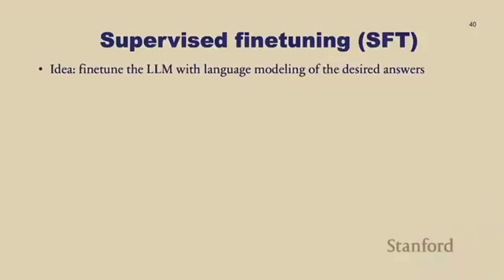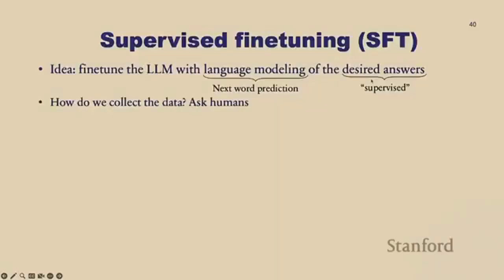Okay, SFT. Supervised fine-tuning is really exactly what I just said, which is the idea of fine-tuning the large language model on the desired answers that are collected from humans. So why is it called supervised fine-tuning? Because you basically want to do language modeling on the real answers. Language modeling is this next word prediction, and that's the fine-tuning part. And then you want to do it on desired answers given by humans. So that's why we call it supervised. So how do we collect this data? Well, I just said it. You just ask humans to tell you this is a question, and this is the answer that you would want from some of these models.